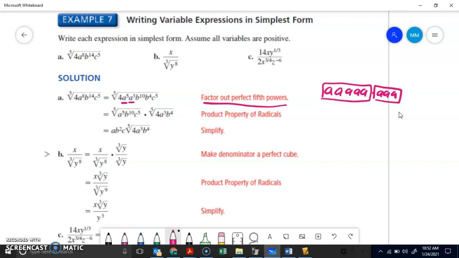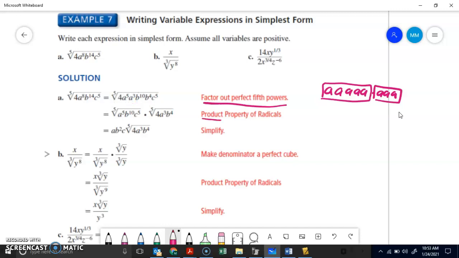And then B, 14 is not divisible by 5, but 10 is. 10 is the highest number of b's that is divisible by 5. So I'll do 10 b's multiplied and 4 b's. So I'm breaking b to the 14th up into 10 b's and 4 b's. Now, the first a and the first b are divisible by 5. So I've factored those out.